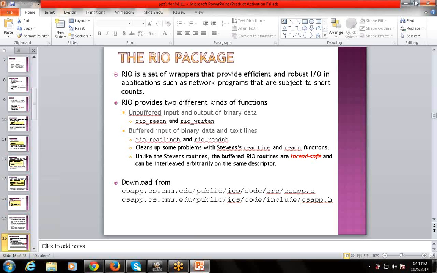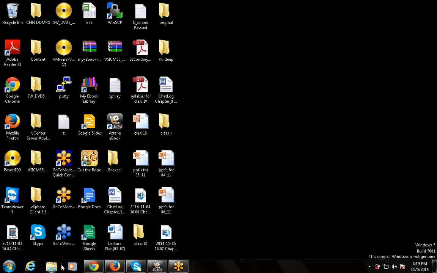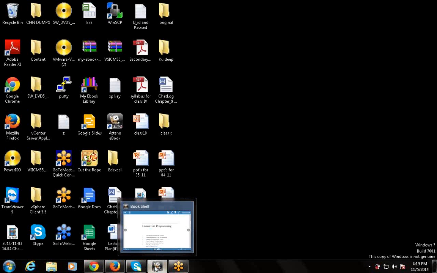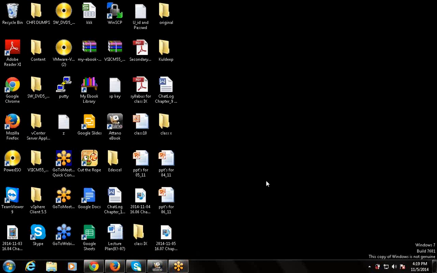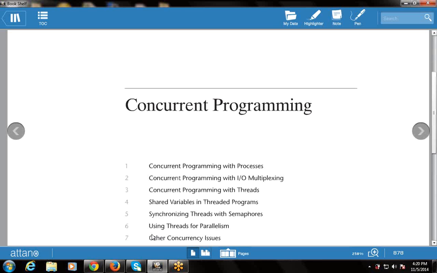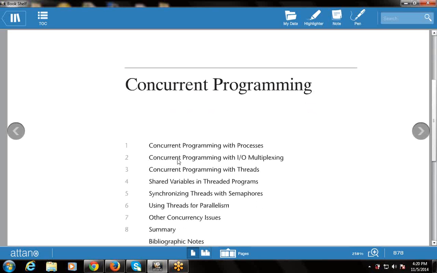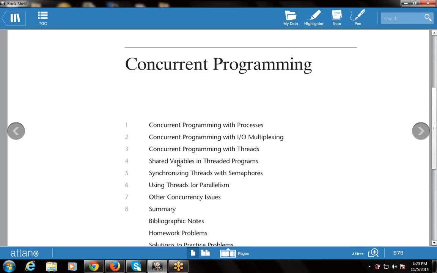So that's all for yesterday's session. Now let's start with the new session, that is today's session. This is today's session, that is concurrent programming.